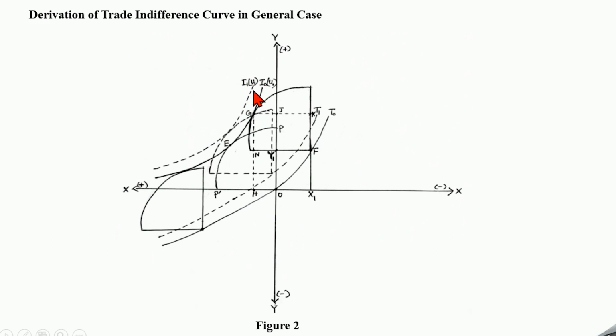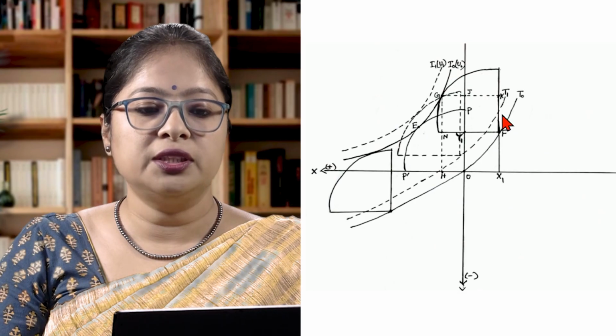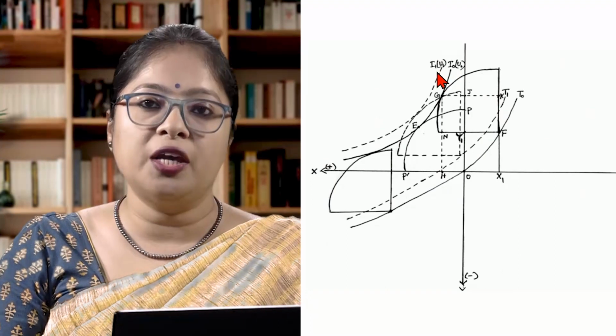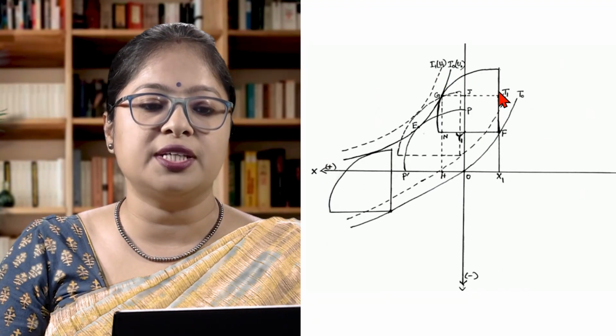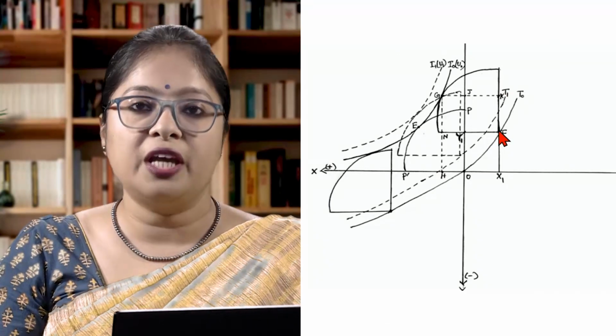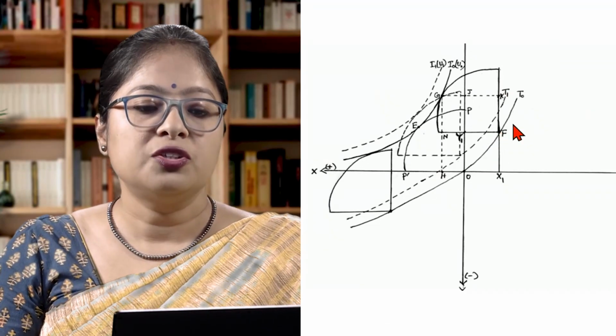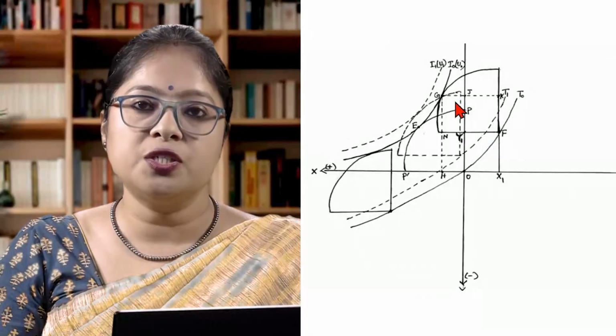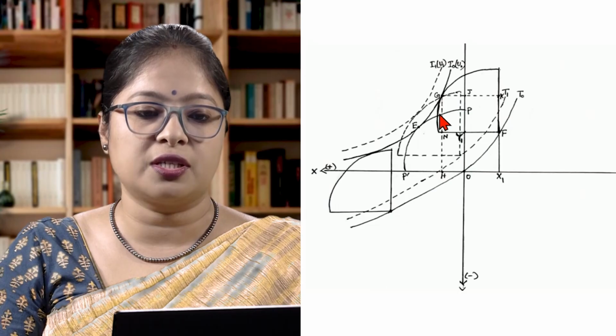Now, as the I1 community indifference curve lies above and to the left of the I0 community indifference curve, similarly, the trade indifference curve corresponding to the I1 community indifference curve, that is T1, will lie above and to the left of the T0 trade indifference curve, which corresponds to the I0 community indifference curve.